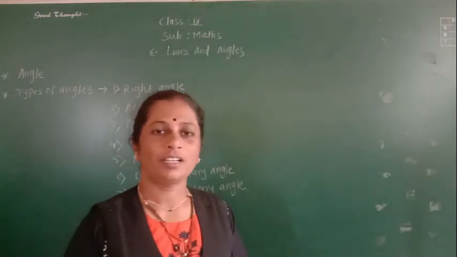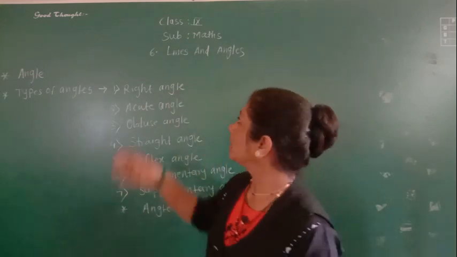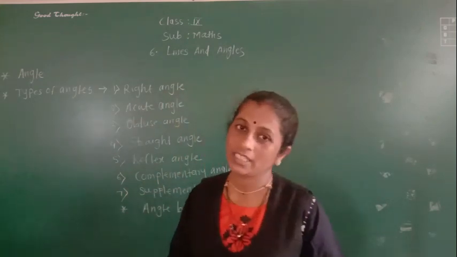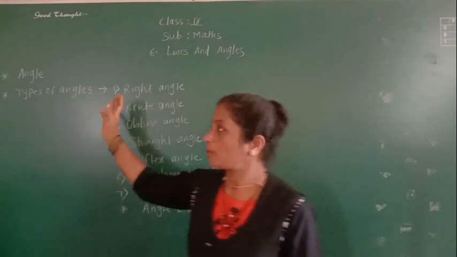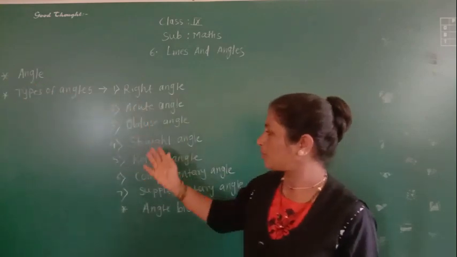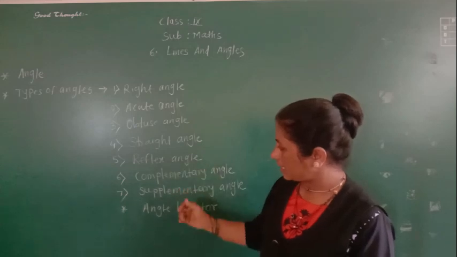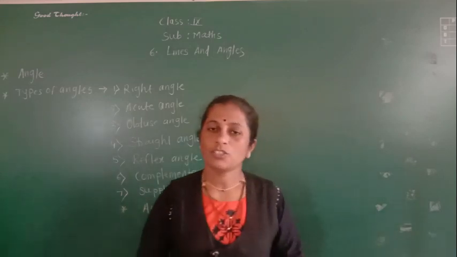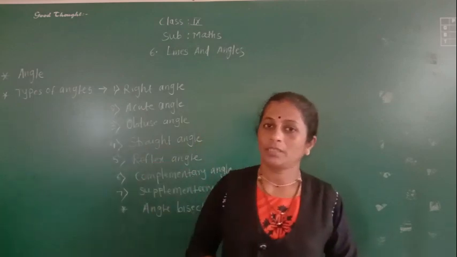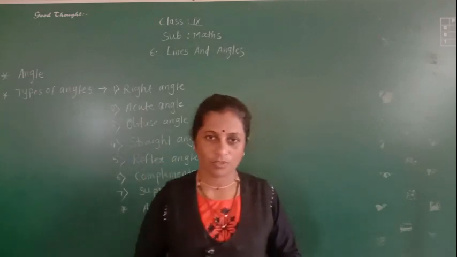Good morning students. Today we are going to start a new topic: lines and angles. In that, we will see the first concept as a revision, angle, then the types of angles: right angle, acute angle, obtuse angle, straight angle, reflex angle, complementary angle, supplementary angle and angle bisector. Right. So we have already learned in the previous classes what angles are.